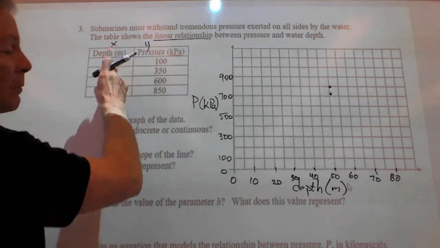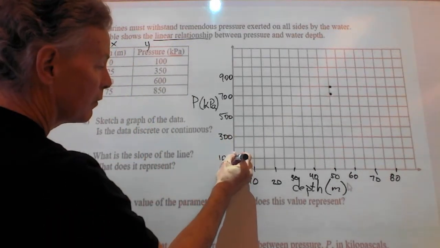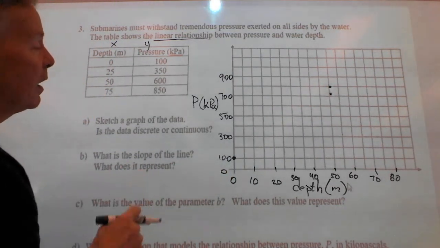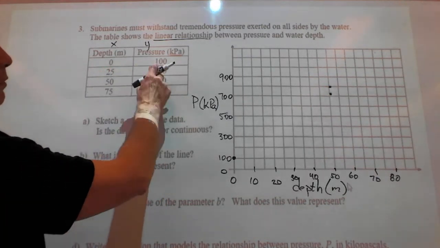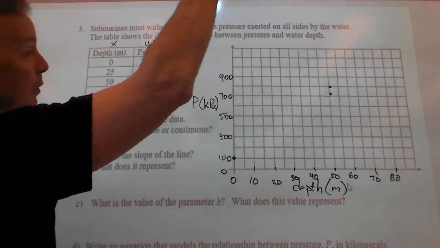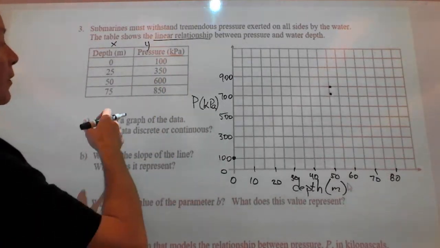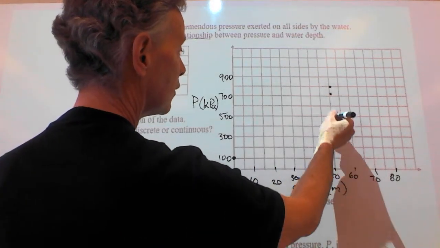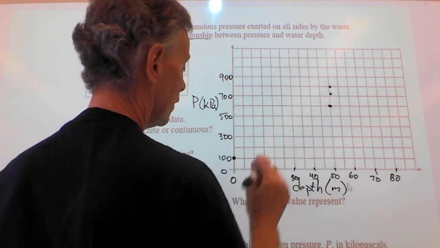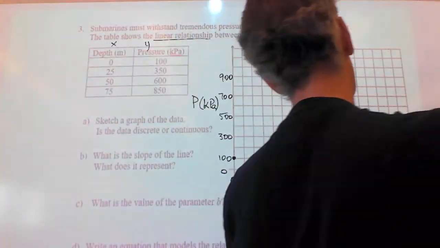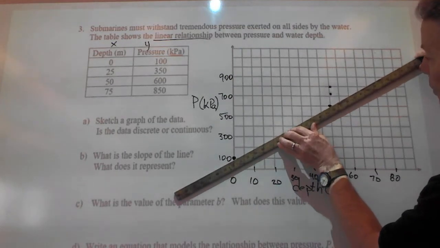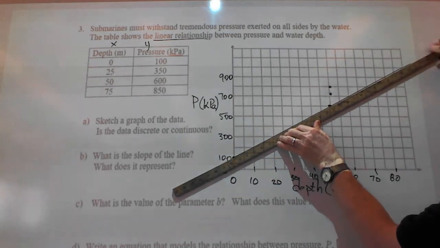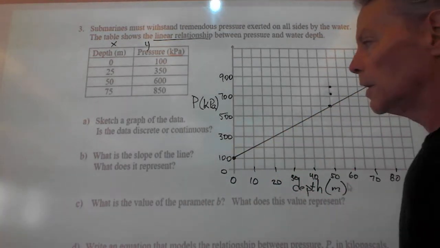The pressure at a depth of 0 is 100. So there's our first ordered pair at 0 and 100. And then let's put this one in. Doesn't matter which other one we put in. We know they're all on the line. We know it's a straight line. So let's do this one, 50 and 600. So there's 50 across, 600 up. There's our second point. Since it's a linear relation, we can just join the points and we get a beautiful linear relation.